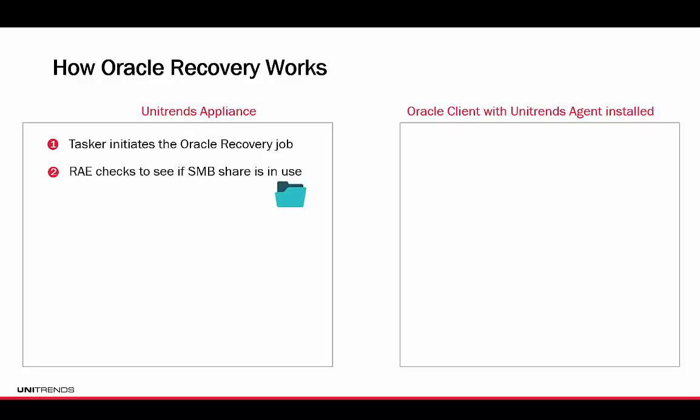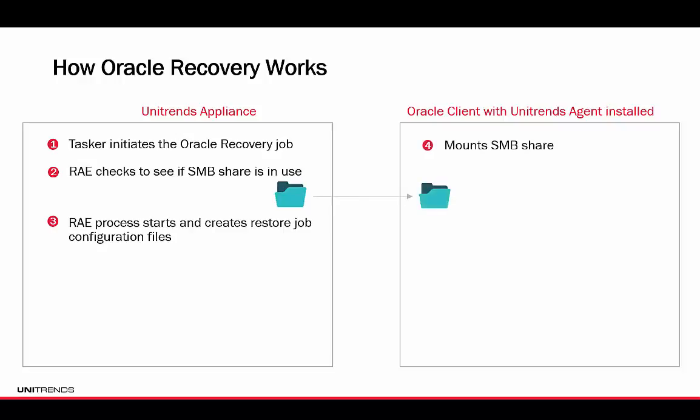job. And the RAE is going to check to see if the Samba share is in use. Same thing with the Oracle backup module, and it's going to create that share. Then the RAE process is going to go through and unfold the backup job. It's going to restore it into that share, and all the configuration job files as well too.